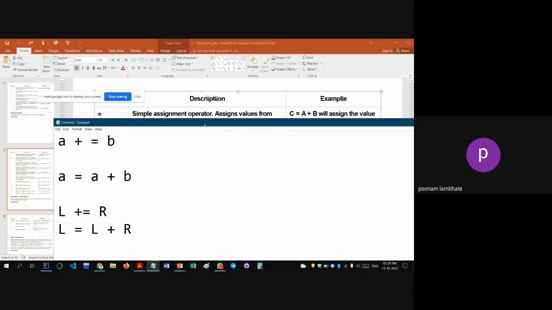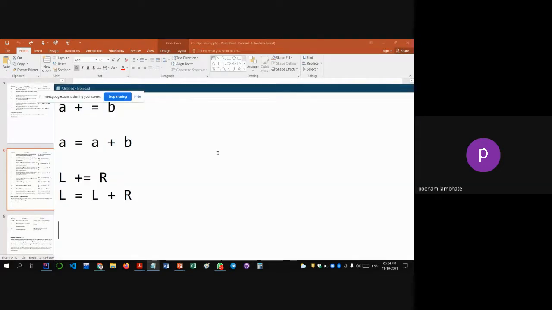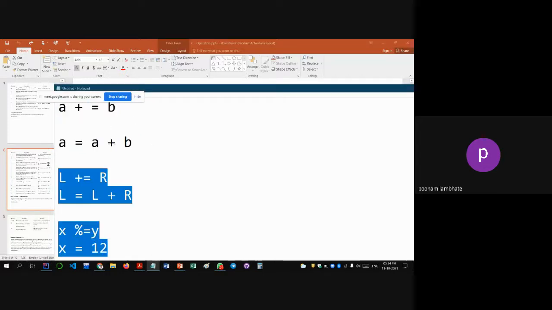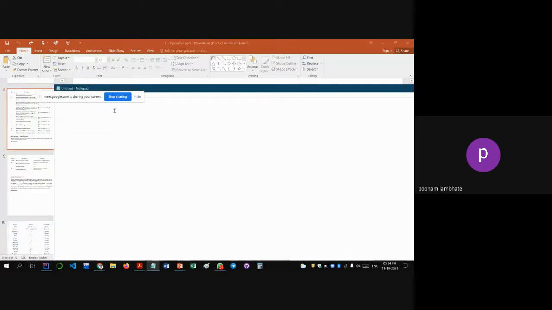Suppose I say X mod equal to Y. Then what should be the value of X? X is equal to X mod Y. First, X mod Y will be performed, and whatever the answer is, suppose 12, that 12 will get stored inside X. So this is the meaning of this shortcut. Instead of writing A is equal to A plus B, write A plus equal to B. Now also remember, there are a few ways of doing the same thing.